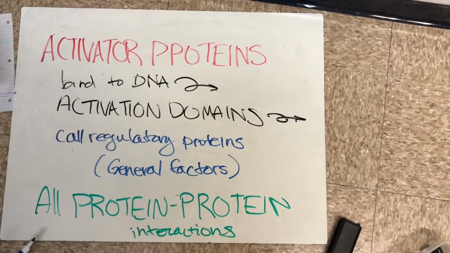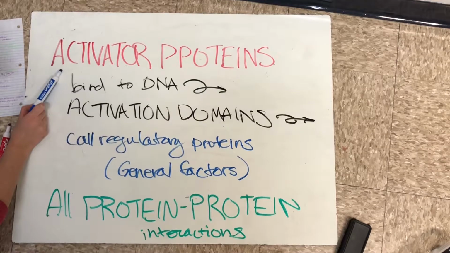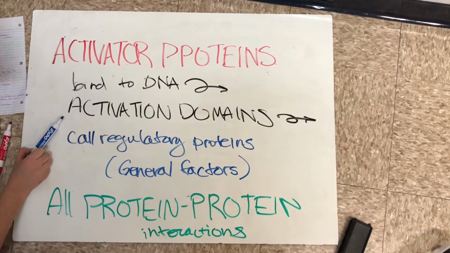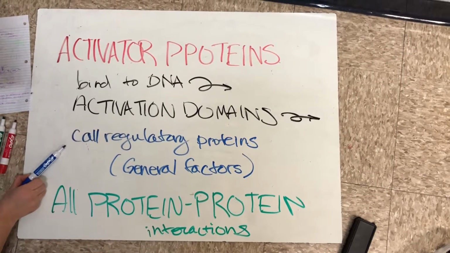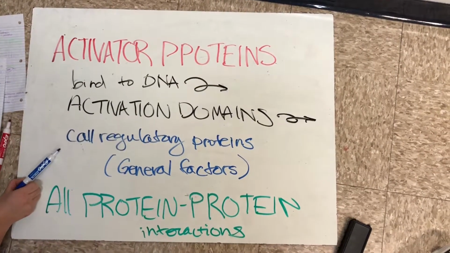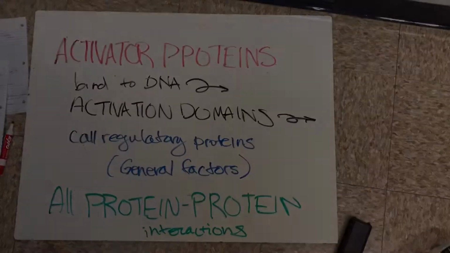In conclusion, the main idea is that activator proteins bind to DNA enhancers to form activation domains that call other regulatory proteins to start transcription. And transcription is all facilitated by protein-protein interactions.